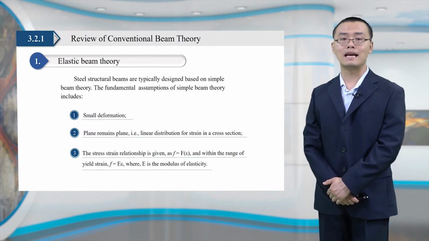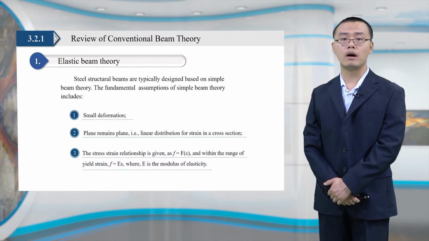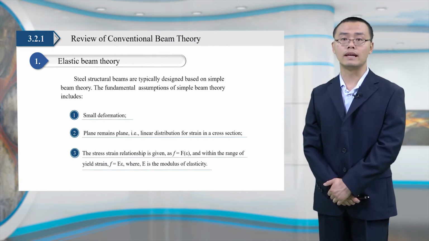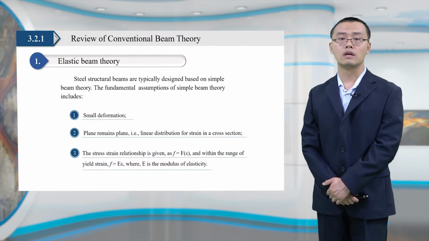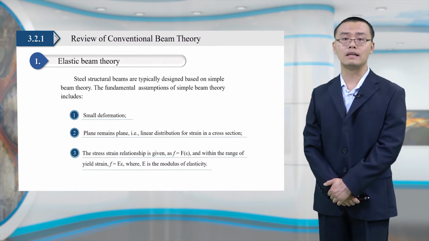Now first, elastic beam theory. Steel structural beams are typically designed based on simple beam theory. The fundamental assumptions of simple beam theory include small deformation. Plane remains plane, i.e., linear distribution for strain in cross-section. A stress-strain relationship is given as F equals F of epsilon, and within the range of the yield strain, F equals E epsilon, where E is the modulus of elasticity.